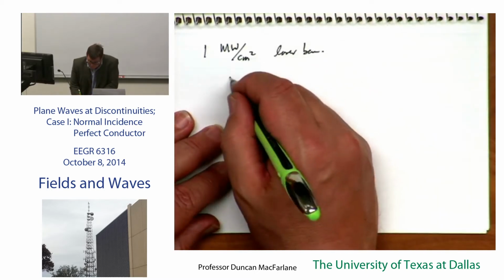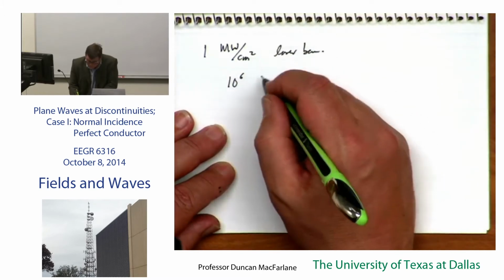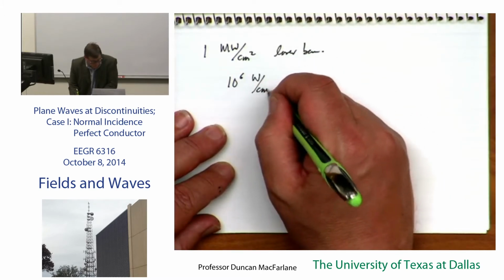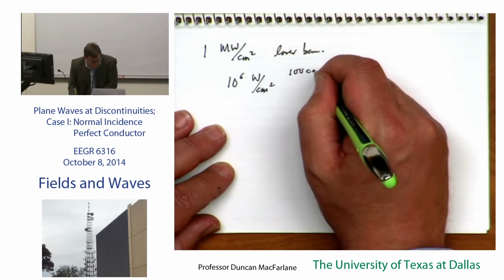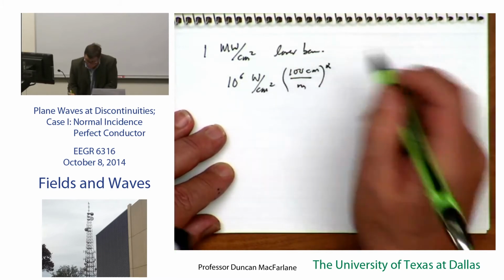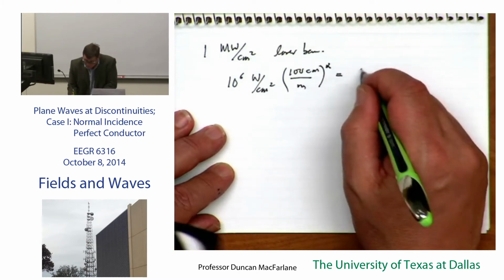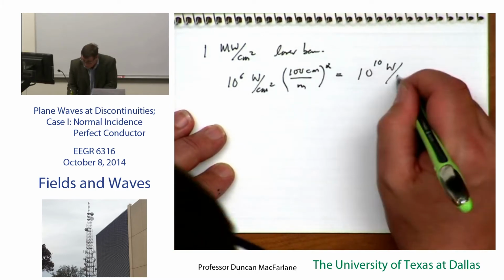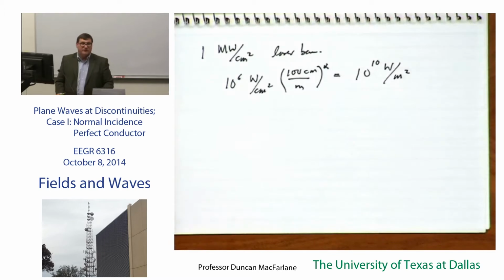We have some units to clean up. 10 to the 6th watts per centimeter squared. There's 100 centimeters per every meter, and I have to square that. So that's 10 to the 10th watts per meter squared. That's pretty big.